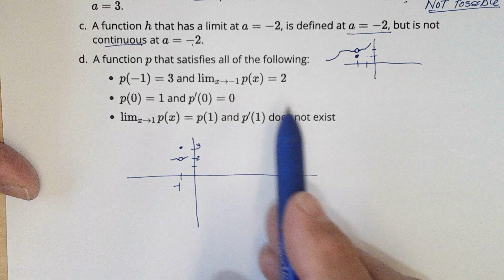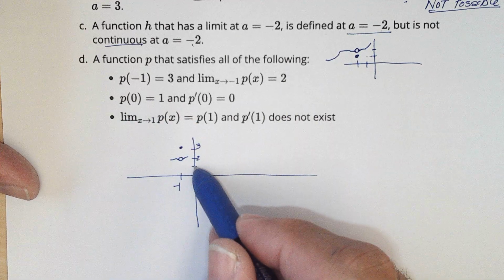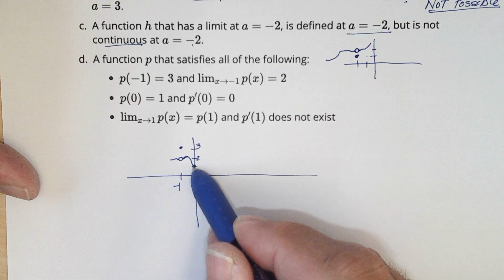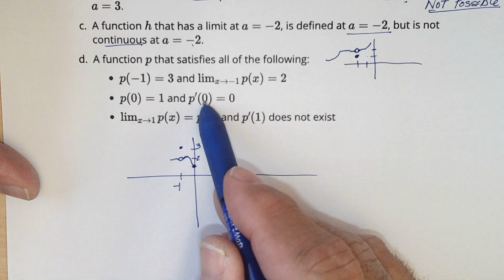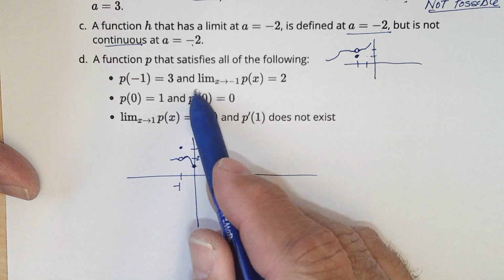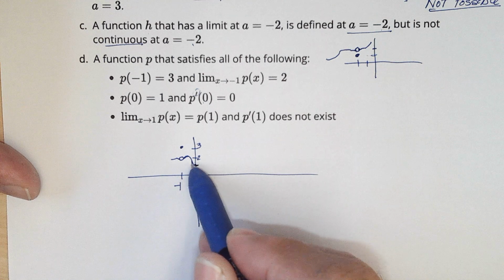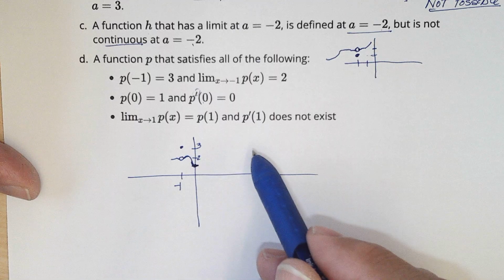And then the value at 0 is 1. So somehow it has to get to 1. And the slope at 0 is 0. So it has to go flat right there. And so now I've got that.